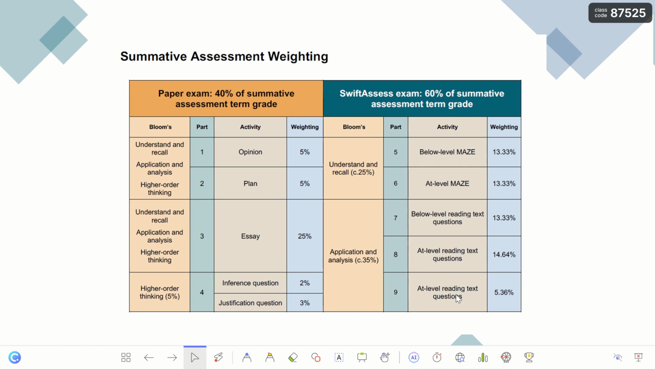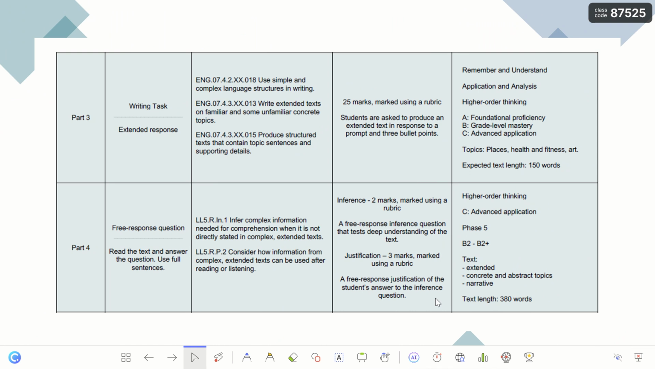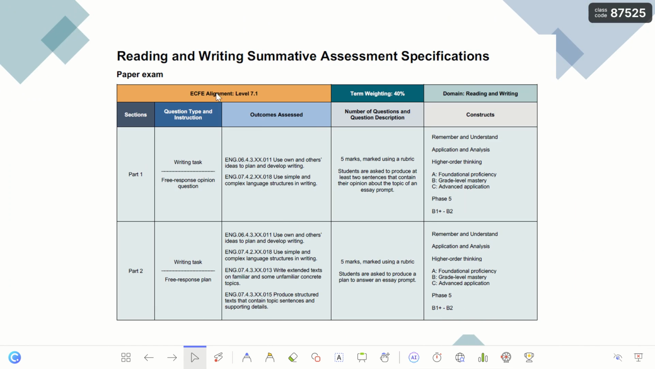Okay. Talking more in details about the reading and writing, as what I told you. This is the first one, 5 marks. The opinion. Students are asked to produce at least 2 sentences here in the opinion one. At least you need to produce 2 sentences containing your opinion about the topic. Topic will be related to the essay prompt that you will write a plan on, and you're going to write your essay. Essay again مقال أو النص التعبيري.